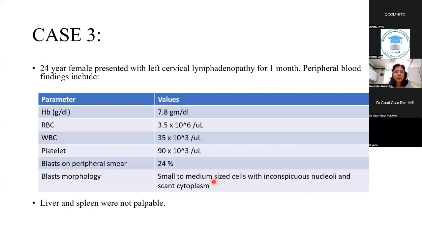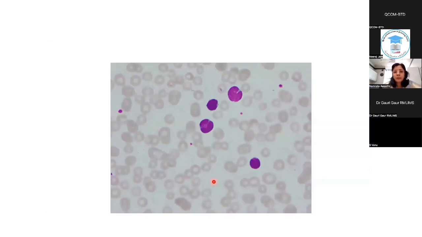This brings us to case 3, which is a 24-year-old female who presented with left cervical lymphadenopathy for 1 month. Blood findings revealed hemoglobin of 7.8, 35,000 WBCs, 90,000 platelets, and again blasts on peripheral smear, 24%. These were again small to medium sized cells with inconspicuous nucleoli and scant cytoplasm. Look at these blasts. They are again very similar to the previous 2 cases.